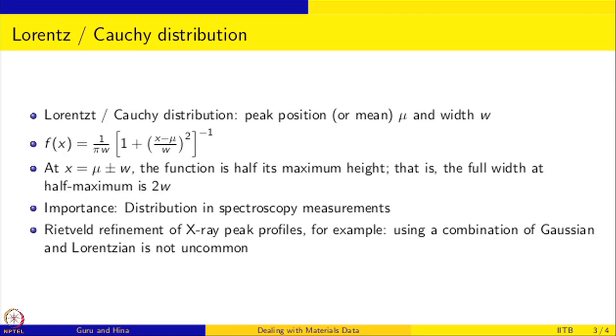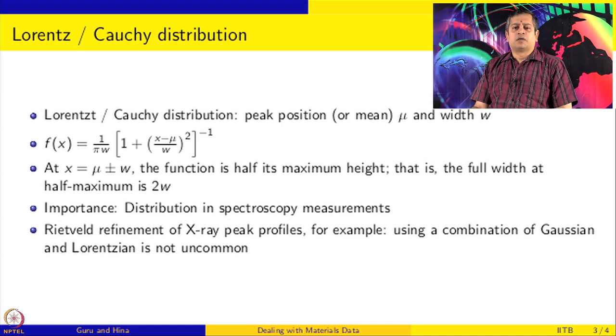And one of the distributions that is important in material science and engineering is called the Lorentz distribution or Cauchy distribution. The Lorentz or Cauchy distribution has two parameters. There is a peak position or mean, which is given by mu, and there is a width, w. And the probability distribution function is given by this: 1 by pi w, times the inverse of 1 plus (x minus mu by w) whole squared. At x equal to mu plus or minus w, the function is half its maximum height. So, the full width at half maximum is 2w.